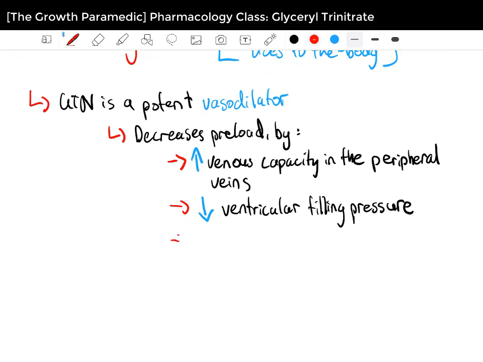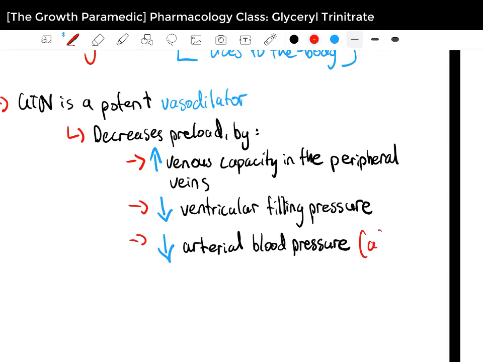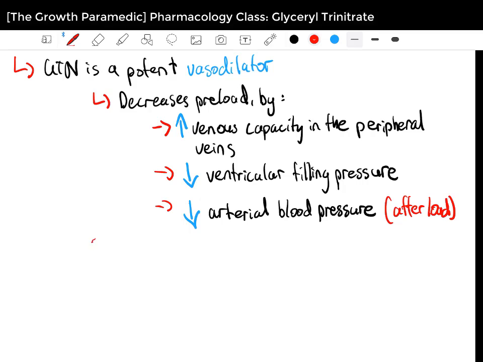Another point that it does is that it also, arrow down, decreases arterial blood pressure. And we're mainly talking about the afterload, not the preload. So just mention afterload. If you're not too sure what all this means, don't worry about it. You don't really need to understand all these 3 points. You just need to really nail down that it is a vasodilator, and you can explain it does this by these 3 things.